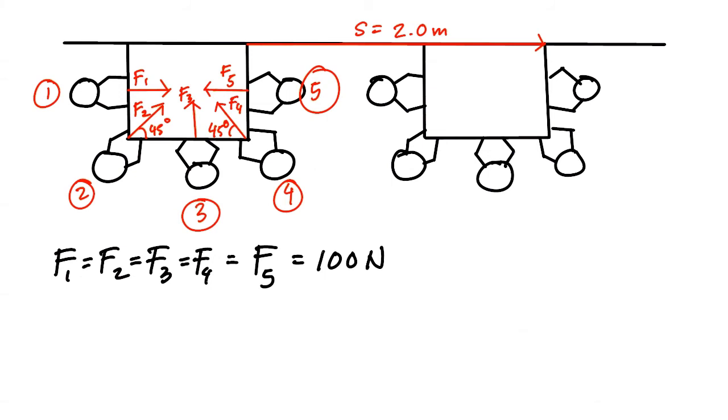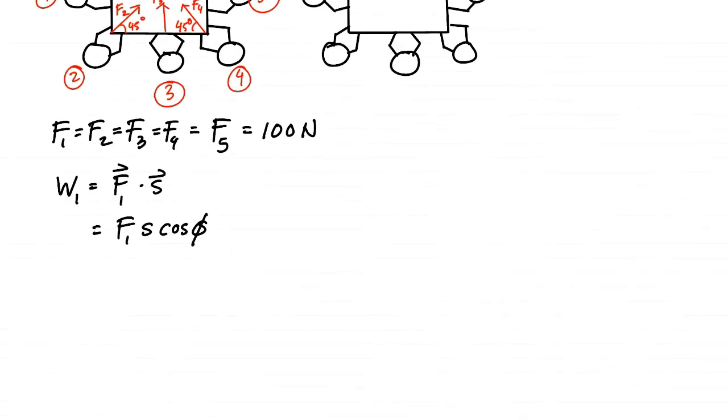So, let's begin with the work done by person number 1. Now, we will use our equation for case number 2. So, you have force 1 dot the displacement S, or this is simply equal to the magnitude of force 1 times S times cosine phi. Now, we need to know the value of this angle, phi. Again, this angle phi is the angle between your force F and your displacement.